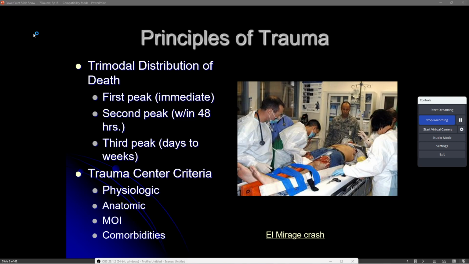Okay. Then we have our second peak. After the initial or first peak, we have a second peak, and that's within the first 48 hours, death occurring as a result of those injuries as well. And the third is anything after 48 hours. So anything northward of 48 is considered a third peak. So we are now at days to weeks, months, potentially even years, depending on the state of the patient.